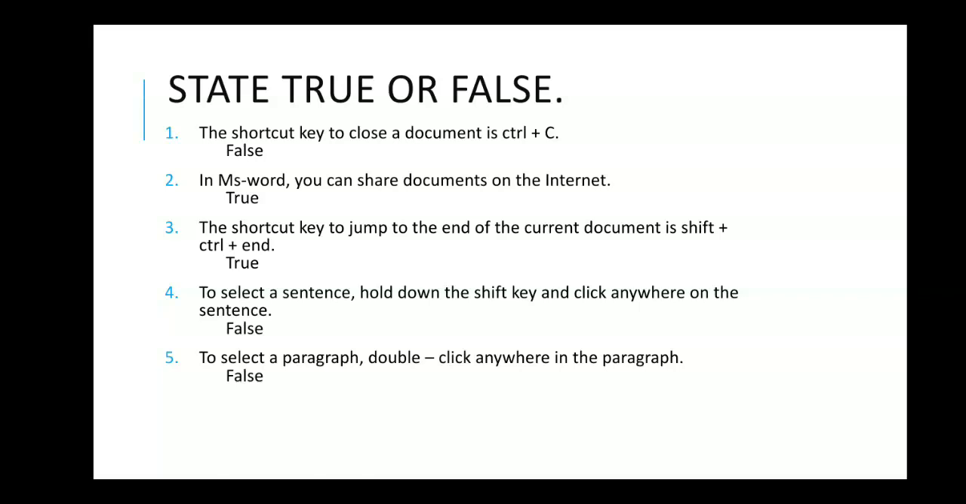To select a sentence, hold down the Shift key and click anywhere on the sentence. False. Hold down the Control key. To select a paragraph, double click anywhere in the paragraph. That is false. We do a triple click in the paragraph.